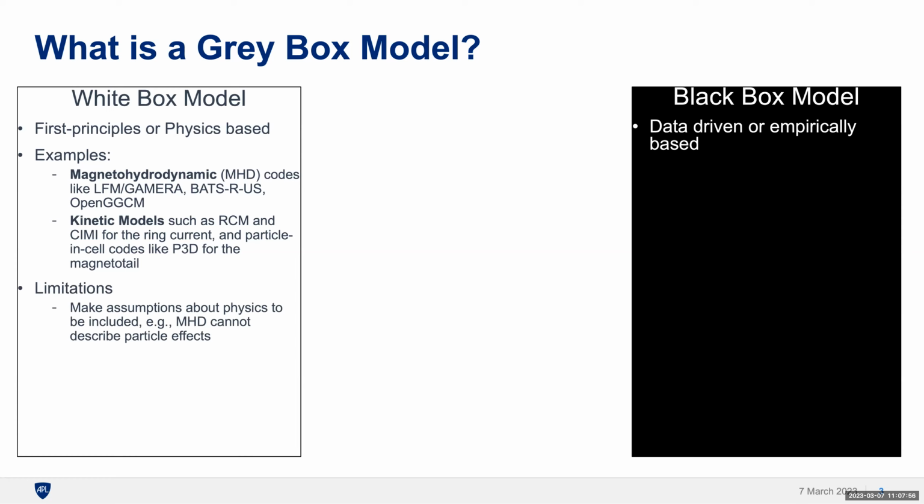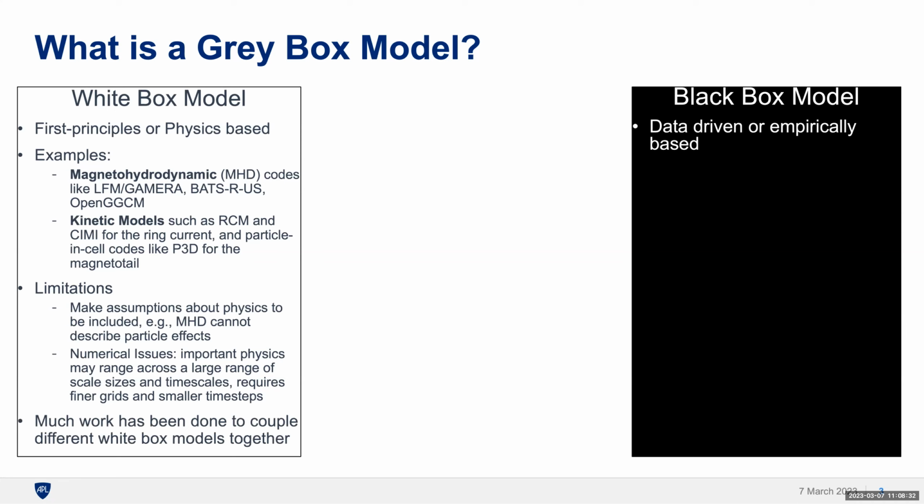But the point is, there are some limitations to these types of models. They have to make assumptions about what physics to include. For example, MHD doesn't describe particle effects, but there are also numerical issues. There's important physics that they're trying to describe, but it may span a large variety of orders of magnitude, a wide range of scale sizes and time scales. That requires finer and finer grids and smaller time steps to try to resolve these wide ranges of scale sizes.